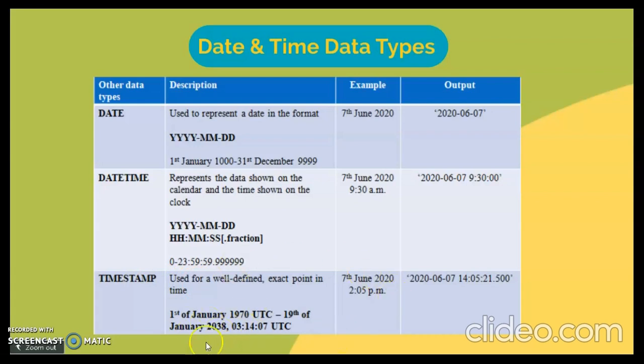So here the condition is given for what it works. Here I have taken 7th June 2020 and the time is 2:05 PM. So it is 2020, 06, that is the month, the date is 7th, and here the time. We are following the 24 hours format, so 2 is represented as 14, the time is 05, and here the seconds and the fraction I have just considered as 21.500.